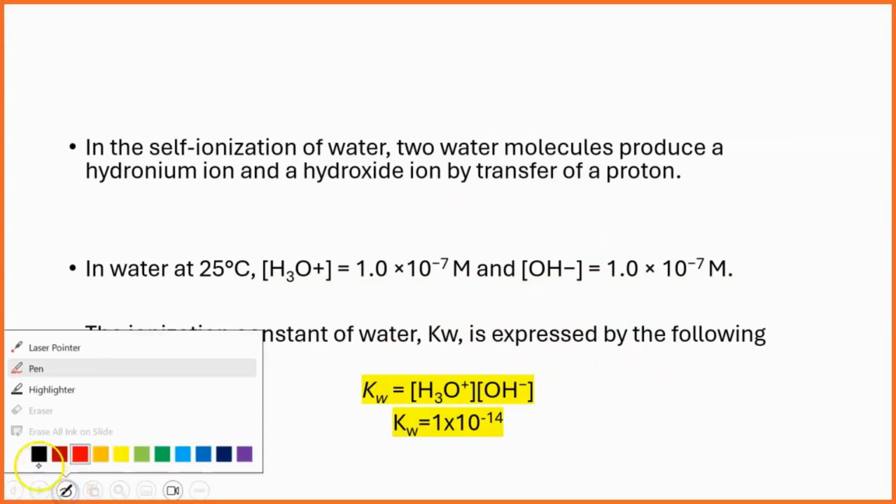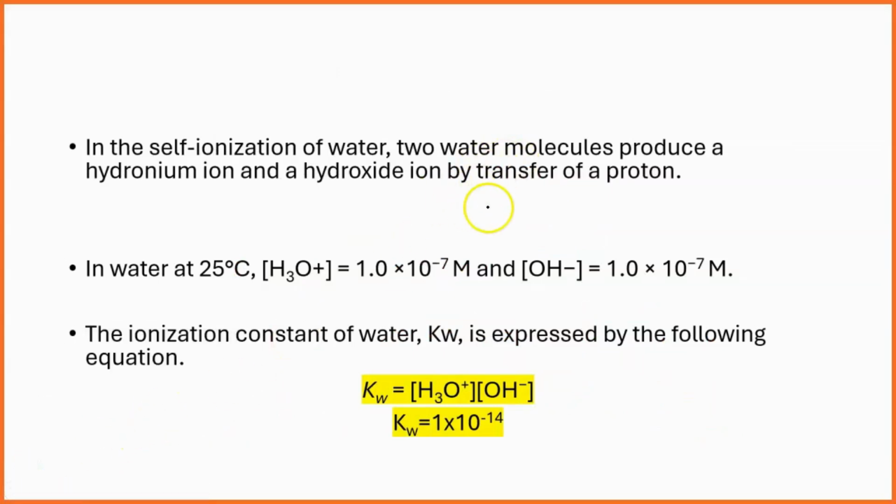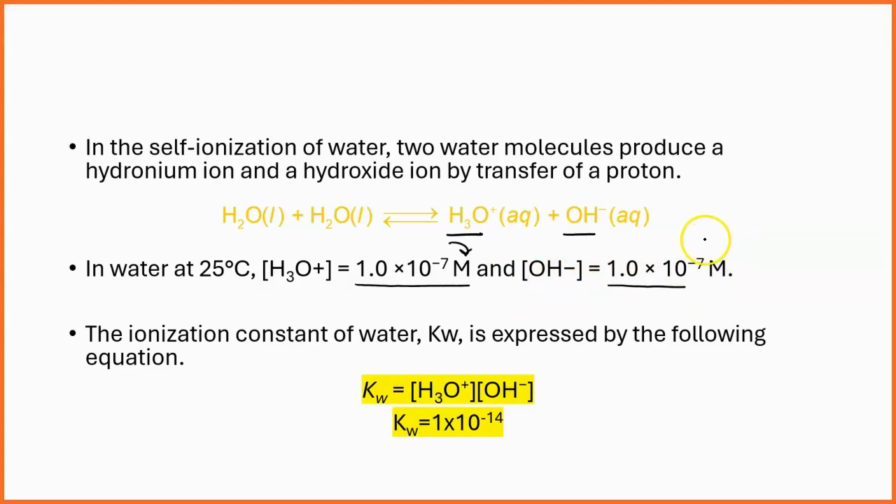In the self-ionization of water, two water molecules come together and form a hydronium and a hydroxide. Water is neutralizing itself and breaking apart. At 25 degrees Celsius, the concentration of hydronium is 1 times 10 to the negative 7. We see that capital M, which represents concentration. And the concentration of hydroxide is 1 times 10 to the negative 7 as well.